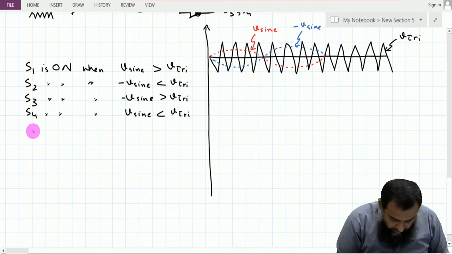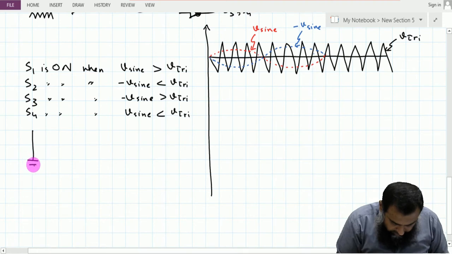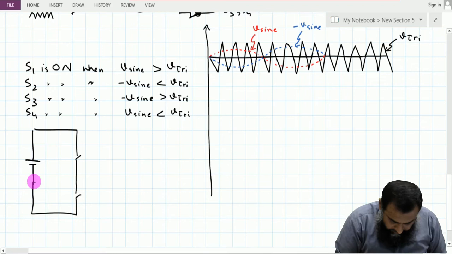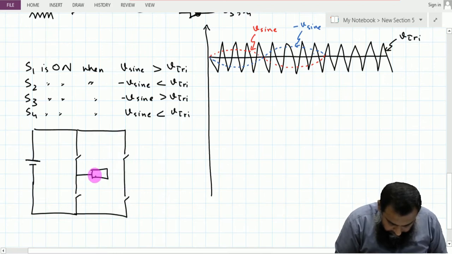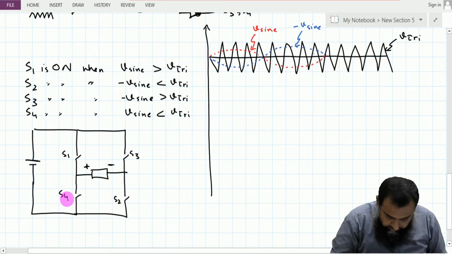So let me draw the scheme here, which is the H bridge scheme. We have this plus, this is minus. So this is S1, this is S2, this is S3, and this is S4.